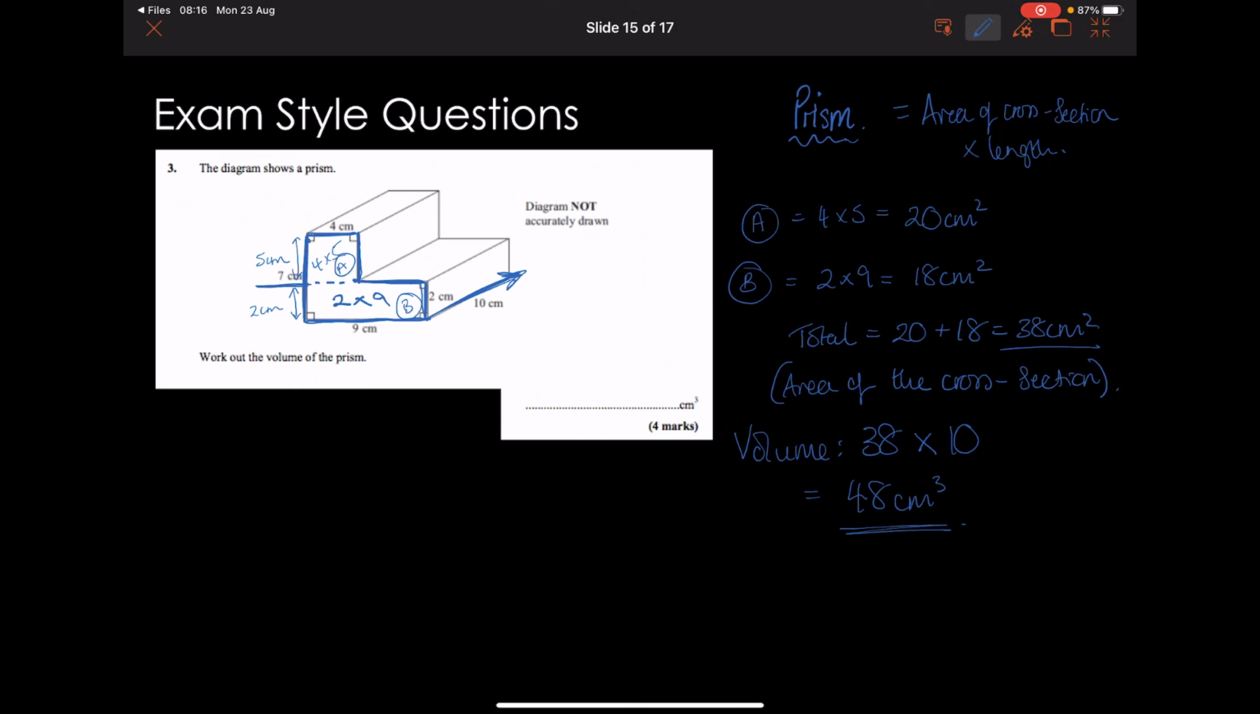All right, so that one wasn't too bad at all, was it? So just be careful when splitting up your shape. Okay, 7 was the whole measurement going all the way down. And if this was 2, because it's 2 here, look, then this bit must have been 5. It is not drawn accurately. They will do that on purpose to try and trick you, okay?